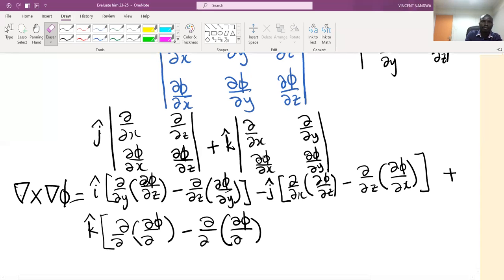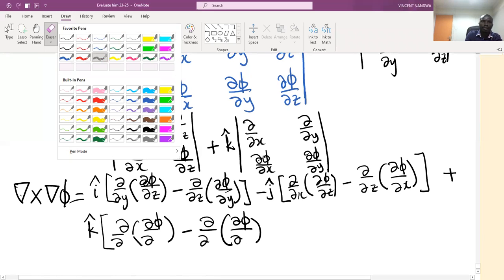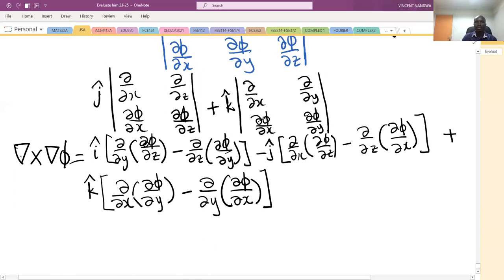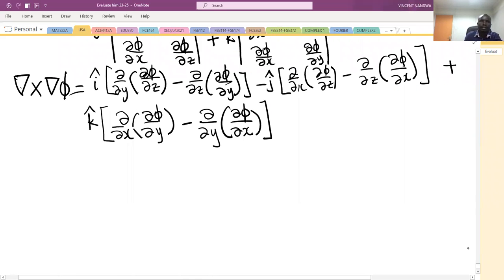So here we have this one here, partial x, you apply it to partial phi partial y. Then partial y, you apply it to partial phi partial x. So that's the next step. And then let's evaluate these brackets.